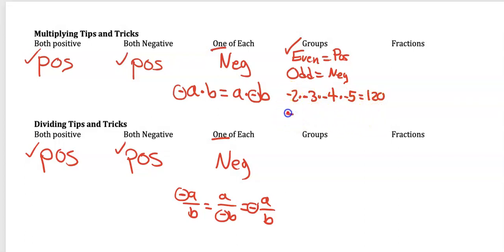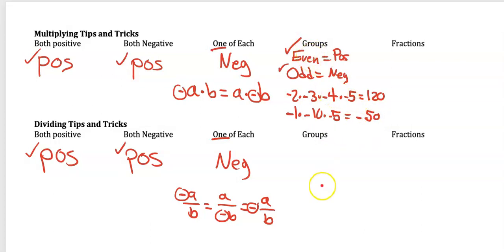If you had -1 times -10 times -5, there we go. 1, 2, 3. There's going to be 3. 3 is odd, so it's going to be a negative. -50. Silly me, I got ahead of myself there. Here we go. All right, cool.